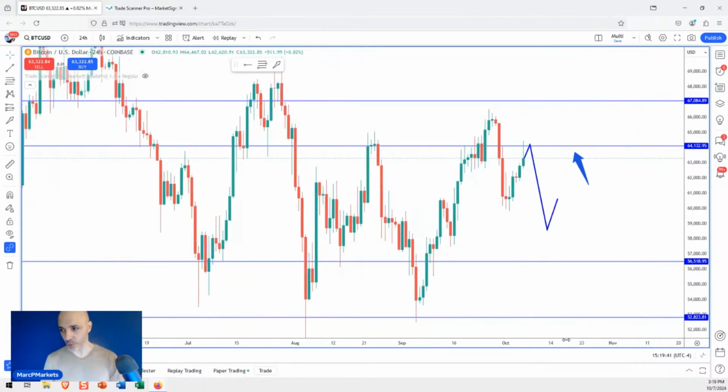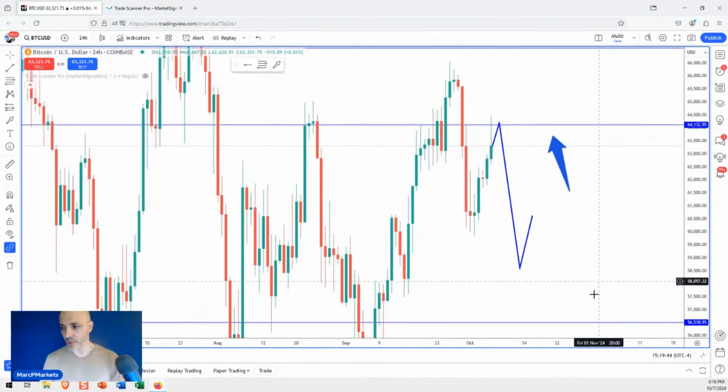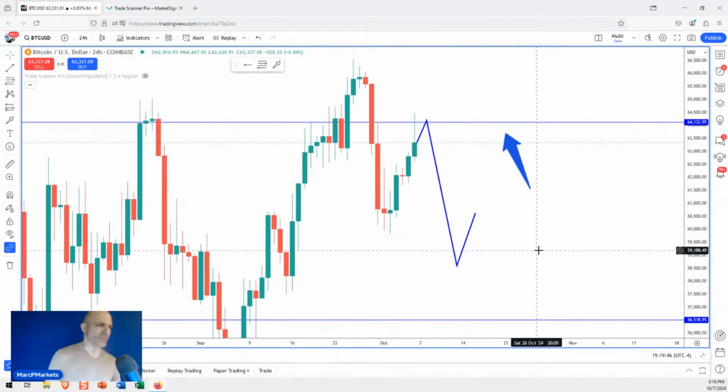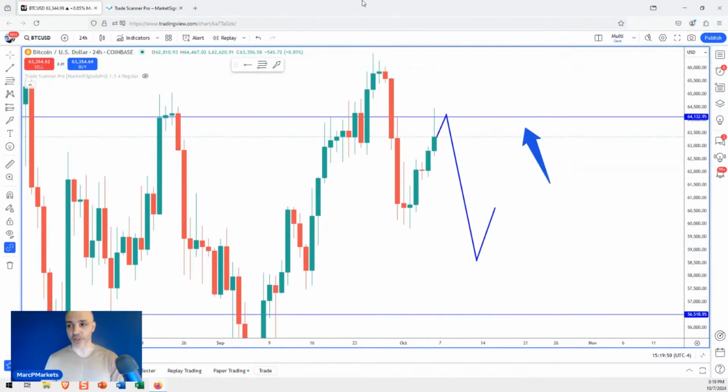Now, let's talk about this chart. And let's talk about what's going on. So I talk about in this stream how not to get caught on the wrong side. What do I mean by that? Well, I just finished talking about levels and finished talking about trend.